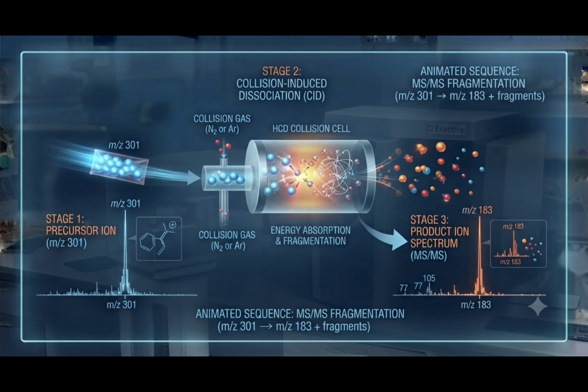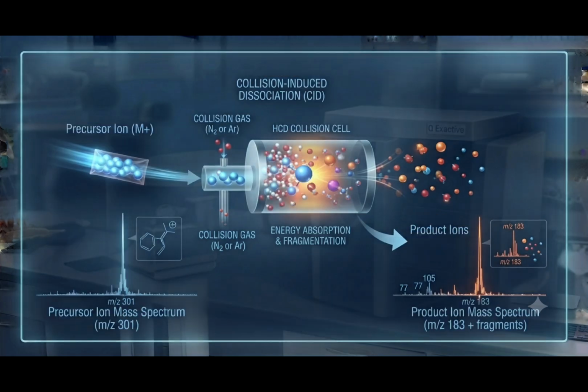Tandem mass spectrometry. Now let's move to tandem mass spectrometry, commonly called MS/MS. In tandem mass spectrometry, a specific precursor ion is selected. The precursor ion enters a collision cell where it interacts with the collision gas. The precursor ion receives energy and fragments into smaller product ions. These product ions are then analyzed. This additional level of analysis provides excellent selectivity and structural information.